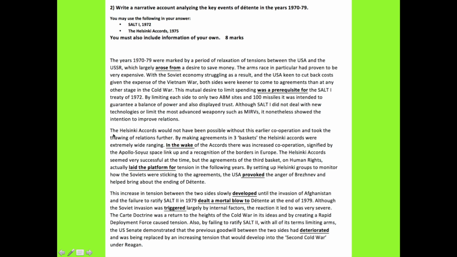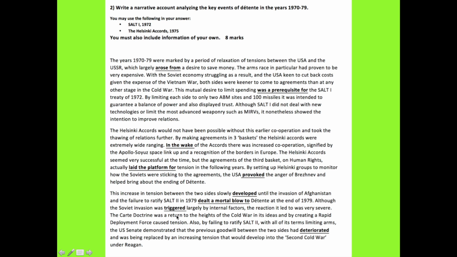What we've done is we've married them together, and this is really the key here. Because we started by talking about SALT 1, but then we've moved on to the Helsinki Accords. But the way he's married it here is the Helsinki Accords would not have been possible without this earlier cooperation, referring to SALT 1, and took the thawing of relations still further. So very adeptly he's married those events together, and that's going to be a key element of the AO2 requirement for this question, which prescribes that you link events together in a logical sequence.